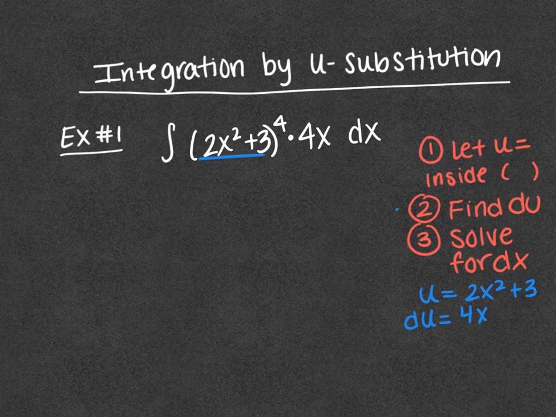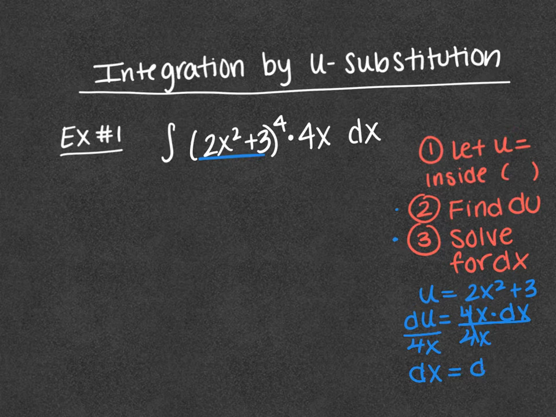So I took the derivative on the left side. The derivative of u is du, so I have to say what I did over here. I took the derivative of 4x with respect to x, so I have to write dx next to it. It's like implicit differentiation. Then I need to do step 3, solve for dx. So I'm going to divide both sides by 4x, and I have that dx is equal to du over 4x.